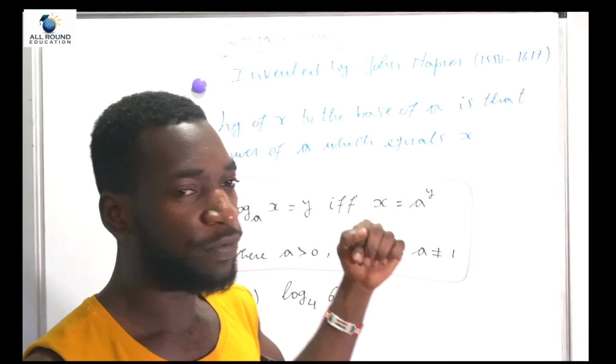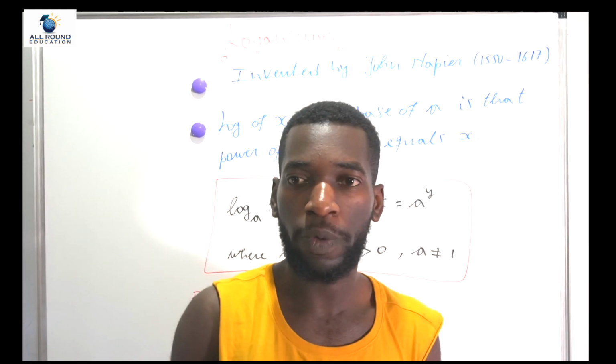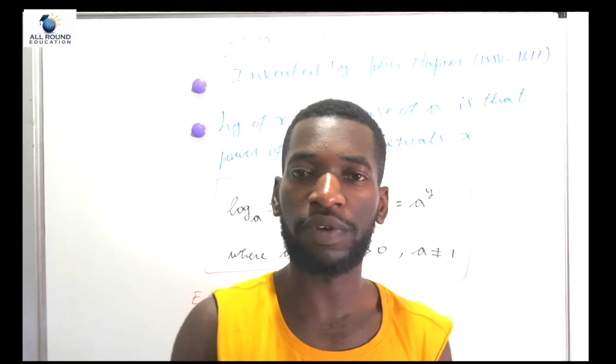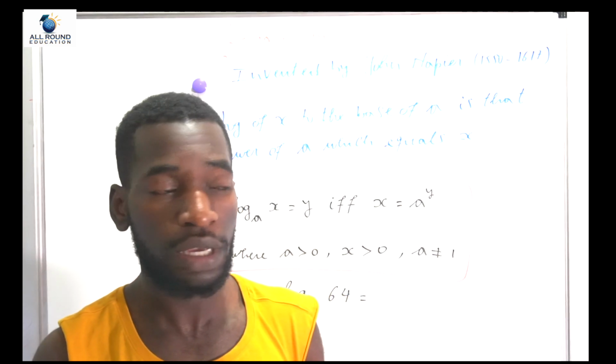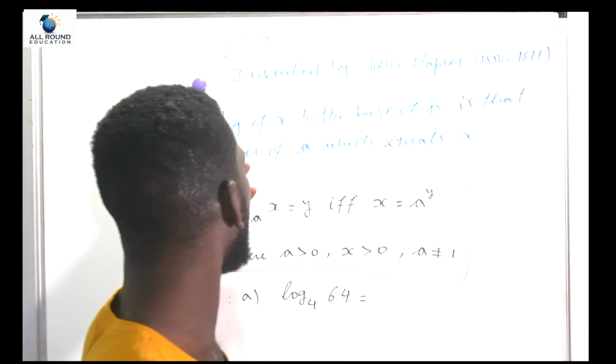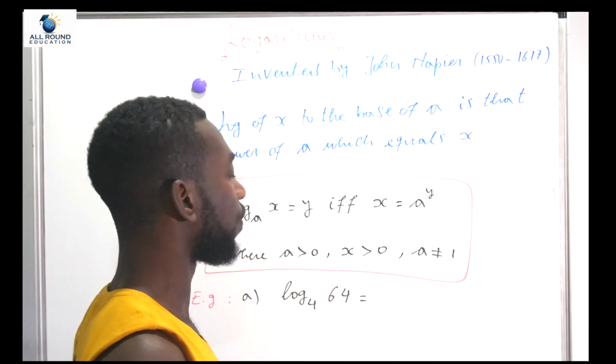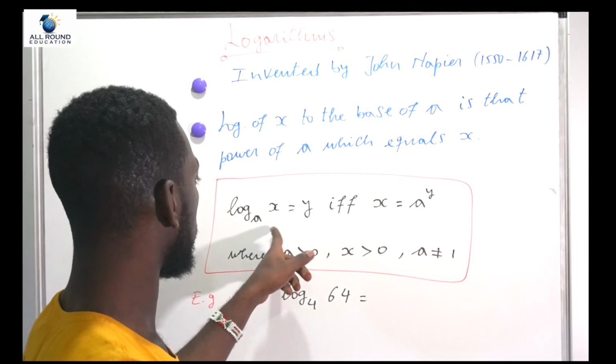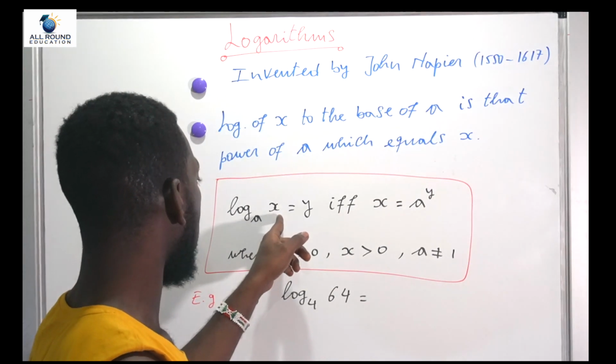The other thing, very important, is to understand where logs are defined. So logs are defined for positive numbers, for positive integers. And with that, let's look at the actual notation of logs itself. This is how it's written: log base a of x equals y.